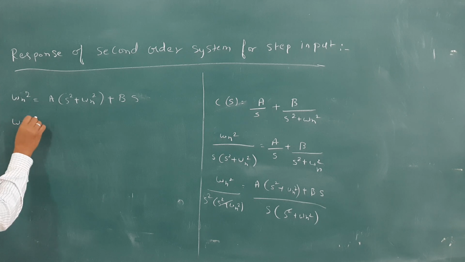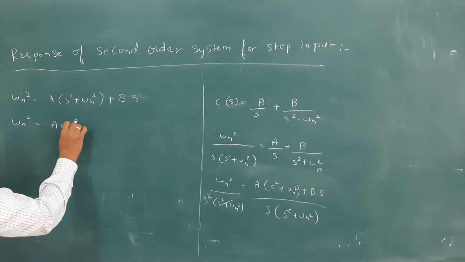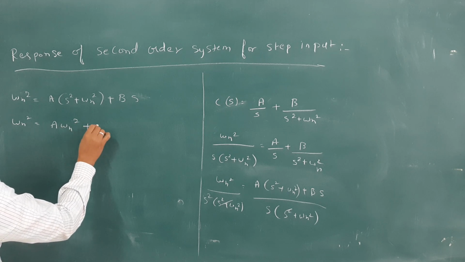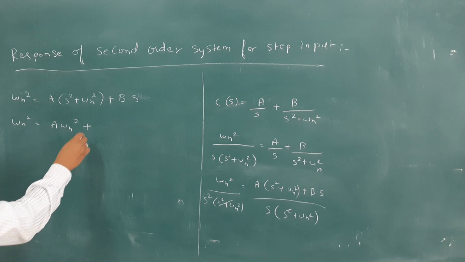So omega n square is equal to a into omega n square plus 0. Why? Because here we are having plus b.